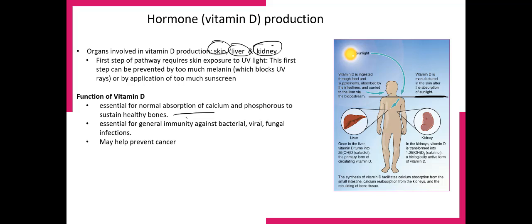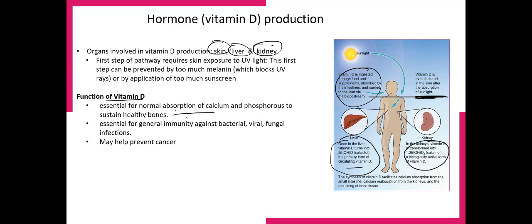Once it's produced in the skin, it goes to the liver, where it is transformed into the primary form of circulating vitamin D. Then from the liver, it goes to the kidney, where it's activated. So it involves these three organs. Another way of the body receiving vitamin D, as well as producing it with these three organs, is to ingest vitamin D via food or supplements.